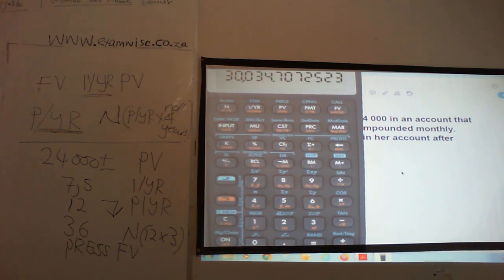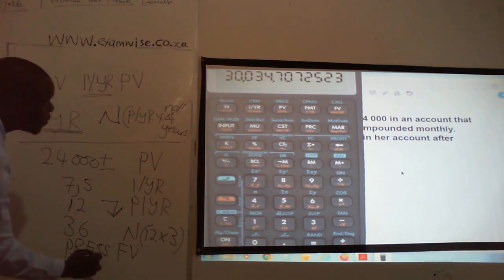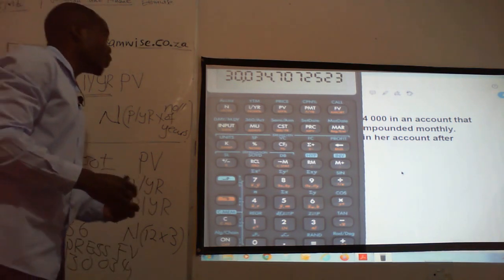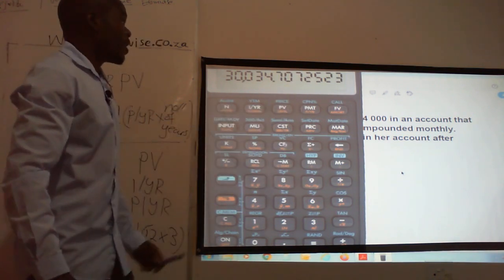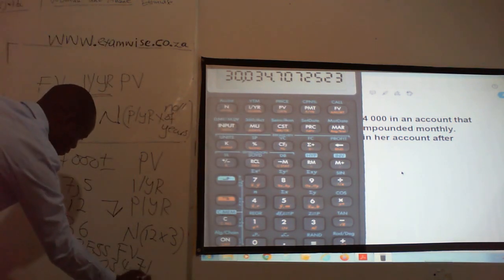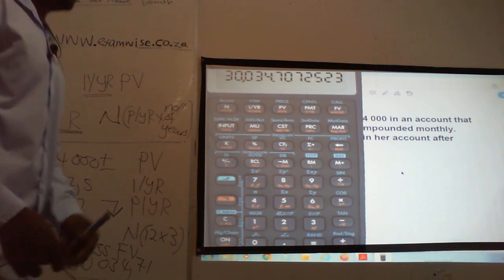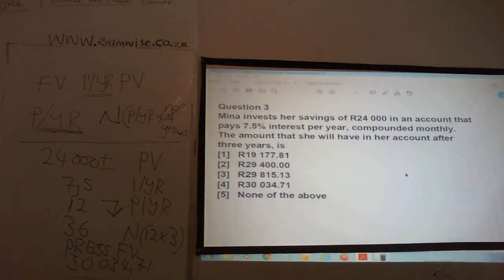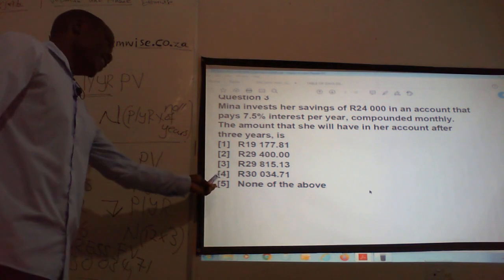So the future value here is 30,034 point something. Since it is money, we can round it to 2 decimal places. So here we have 7. 7 is above 5, so 7 can change the 0 to become 1. So it will be 30,034.71. So that is how we do it. So our correct option here will be option number 4.